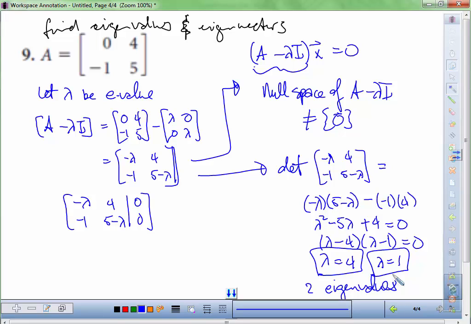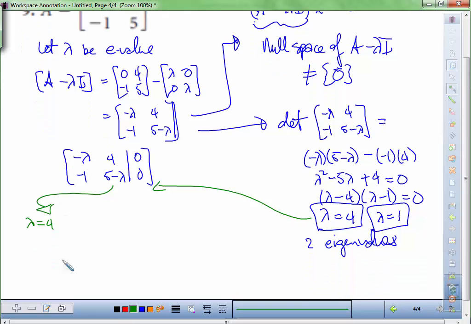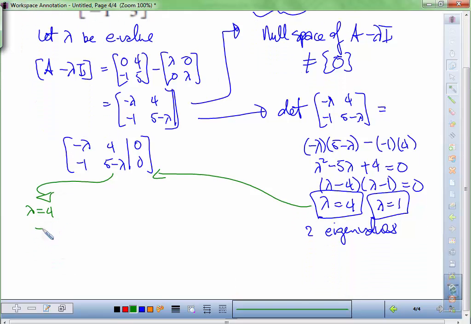And the idea is that for each of these eigenvalues, you should be able to find the corresponding eigenvector. And what happens when you put 4 or 1 into this matrix is that you're going to have rank 1, or a null space of dimension 1. So let's take them one at a time. Lambda is equal to 4. So you have minus 4, positive 4, minus 1. 5 minus 4 is 1.